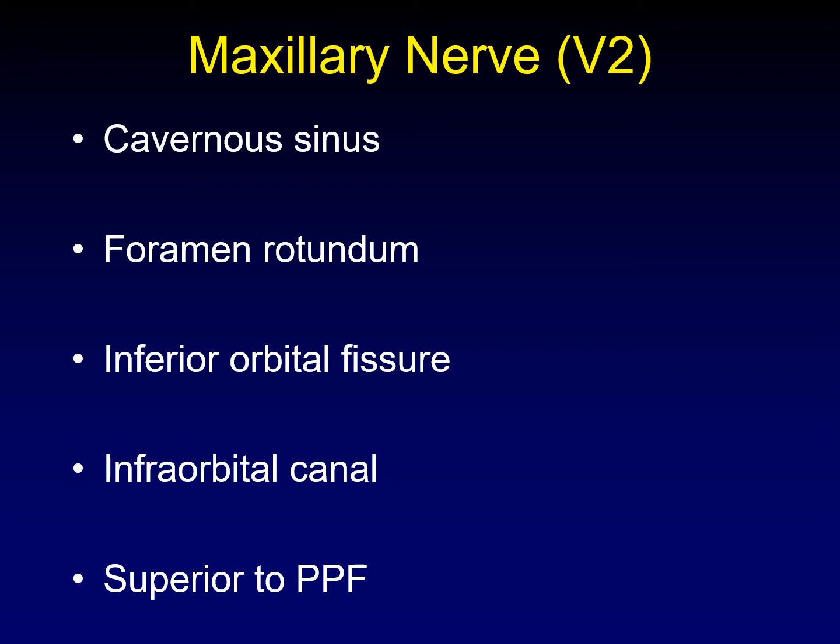There's a very important relationship between V2 and the pterygopalatine fossa. The V2 runs right over top of the pterygopalatine fossa, not into it, over top of it. It sends some communications down to the pterygopalatine ganglion, but it is not dead-ending into the pterygopalatine fossa like Vidian's nerve does.